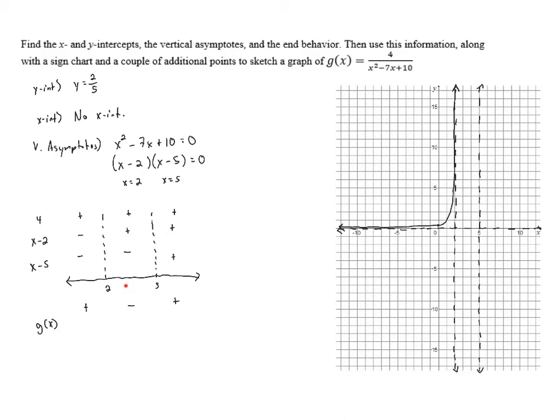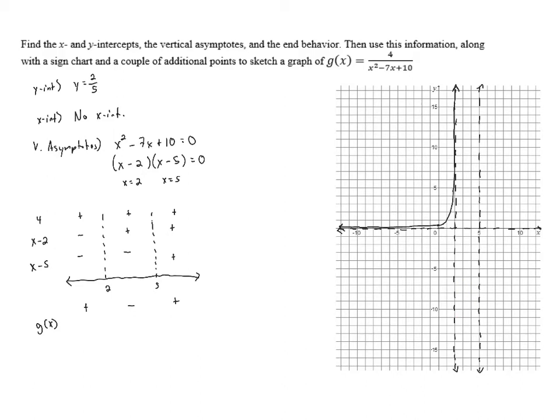Now, in the next interval between 2 and 5, our function is always negative. So that means it's never going to be above the x-axis on this interval. It's always going to be below. The only way that we can stay below the x-axis and be asymptotic to both of these lines is for the graph to be going up from the bottom and then curve and then go back down. The only question is, how high does the curve go?